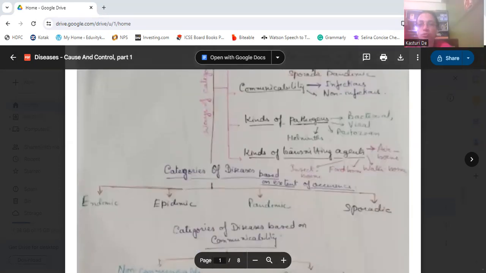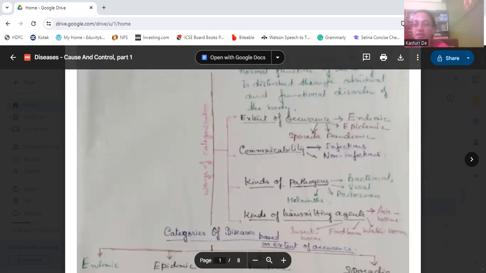Now, we categorize disease in four ways. First is extent of occurrence. Second is communicability, third is kinds of pathogen, and fourth is kinds of transmitting agents. Extent of occurrence means how much it is spreading, how much area that disease is covering. Like endemic, there are four types: endemic, epidemic, pandemic, and sporadic.